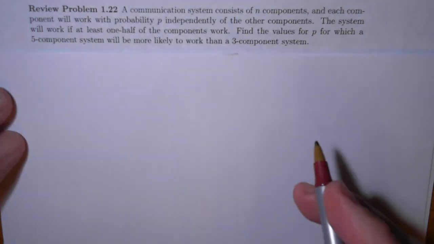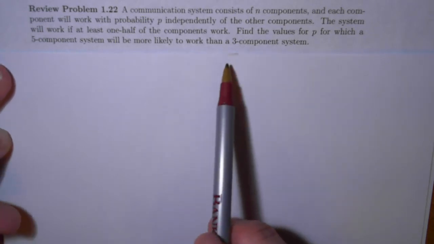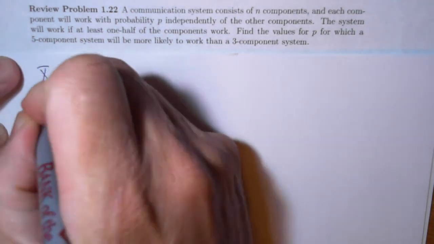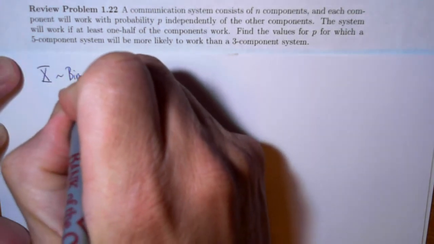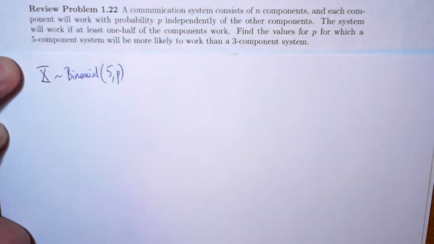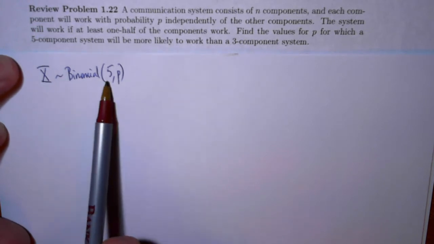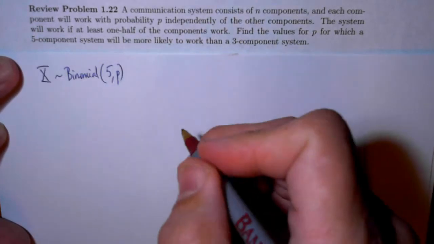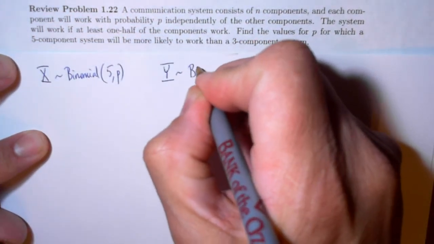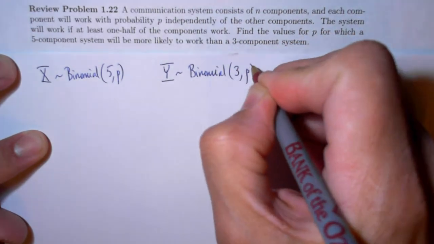All right, this one, as it turns out, is going to be a little bit of work. Well, actually a lot of work. We have two different random variables. We have a random variable x that is binomial with parameter p, where p is unknown, and that is the number of components for the 5-component system that work.